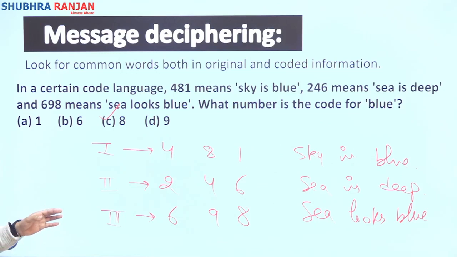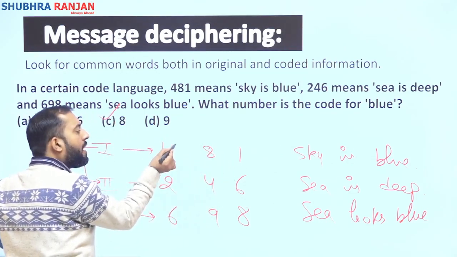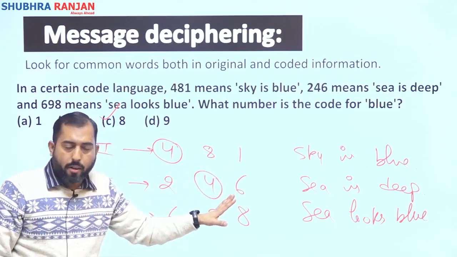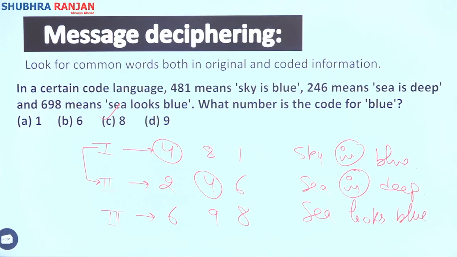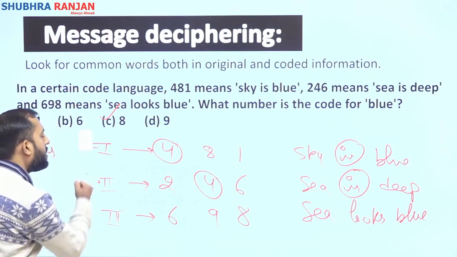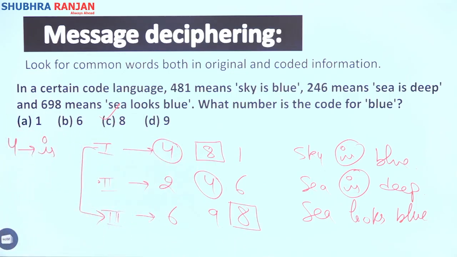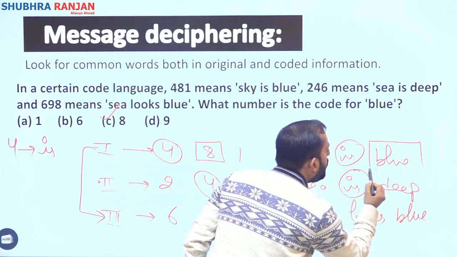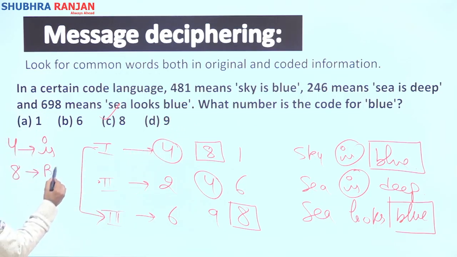So first thing is, just relate statement 1 with statement 2. Is there anything common? Over here, 4 is common. In statement 1 and statement 2, 4 is common, right? 8 is not common, 1 is not common. On the other side, between statement 1 and statement 2, one word is common, right? It means code for 4 is that word. Now next, if I compare 1 with 3, I can see 8 is common. And on the other side, if I compare the first and third, then I can say the word blue is common. And we want the code for blue. Hence, 8 is the code for blue.